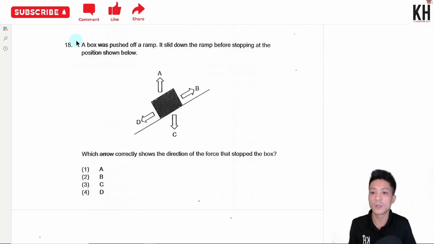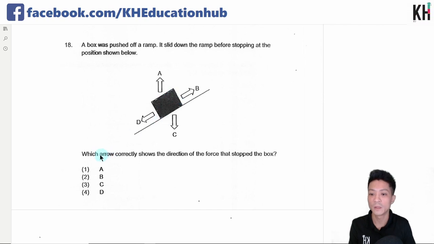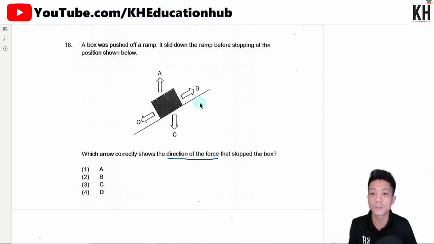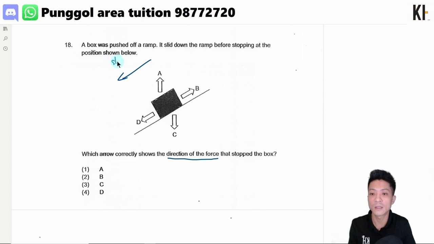Question 18. A box was pushed off a ramp. It slid down the ramp before stopping at the position shown below. Okay, which arrow correctly shows the direction of force that stopped the box? Okay, so a box was pushed off a ramp. It slid down. So that means at first it is sliding in this direction, right? Slide. Okay, down.